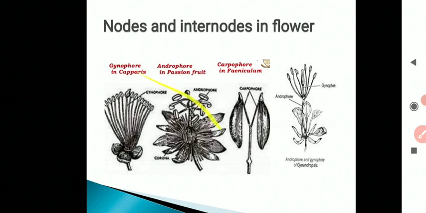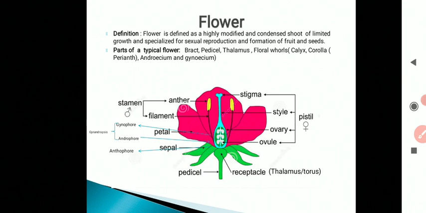Now, let's discuss the different floral whorls on these nodes of thalamus. Here each node of thalamus bears a floral whorl. A flower bears 4 types of floral whorls. These are calyx, corolla, androecium and gynoecium, arranged on thalamus in an ascending order. That is, at the base there is a calyx, then corolla, then androecium and then gynoecium. In this way, from outside to the inner side, the floral whorls are arranged on the thalamus.